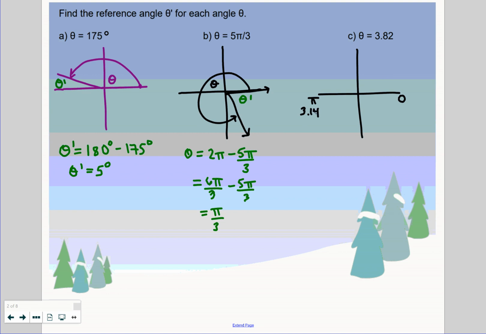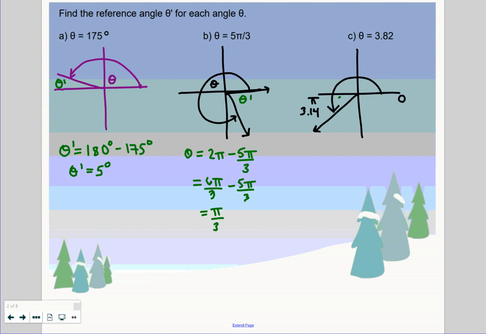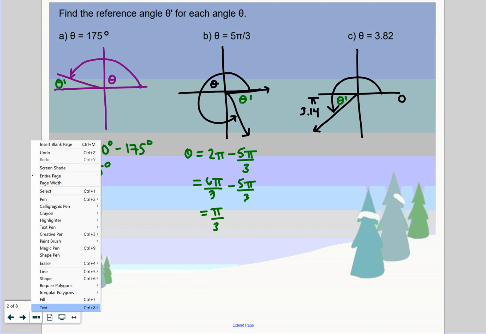So if I have 3.82, it is going to end up somewhere in quadrant 3. So my reference angle in this picture would be from that terminal side to the x-axis. There's my theta prime. Okay, that full rotation was 3.82. I'm actually going to label that.